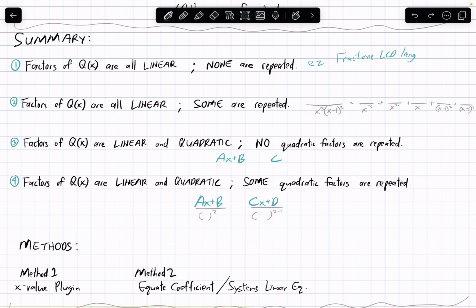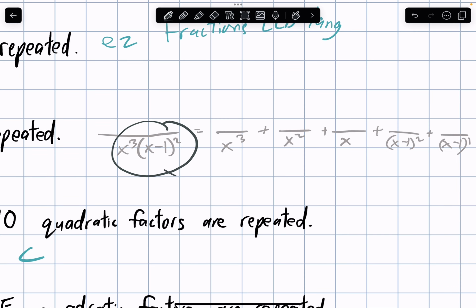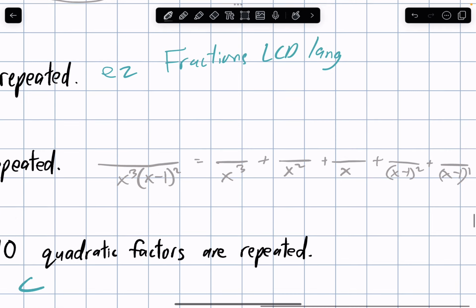Let's talk about case 2 first. We have something like this, right? We have x raised to 3 and x minus 1 raised to 2. So we'll write x raised to 3 on the other side, x raised to 2. Basically, the exponent is reduced by 1, so it becomes 2. And then another reduction by 1, it becomes just x. And here, x minus 1 raised to 2, we'll write it. For the next fraction, the exponent is reduced by 1, so it will be just x minus 1, raised to 1. So that's basically it.